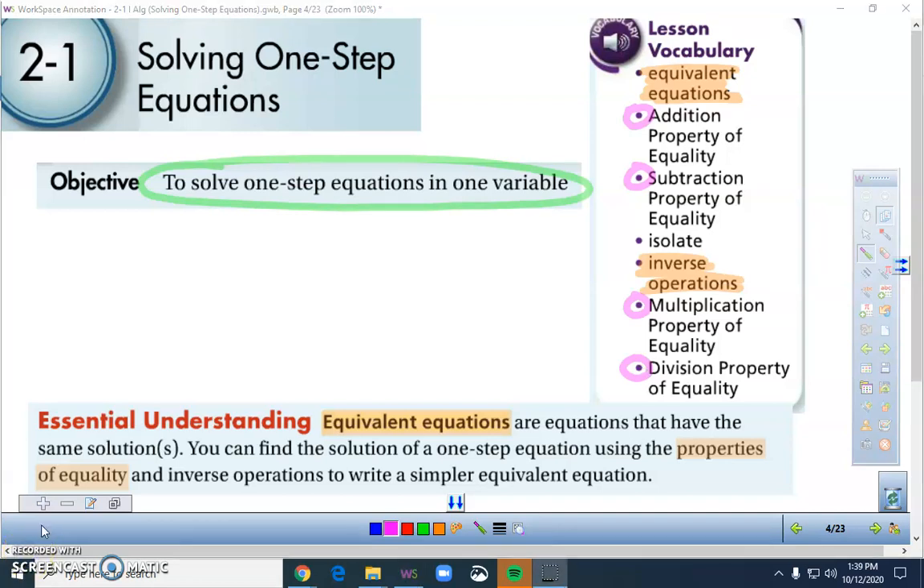So, the first vocab in our lesson here, the one that's on our vocab sheet, equivalent equations, is right here. Equivalent equations are equations that have the same solution or solutions. It says you can find the solution of one-step equations using the properties of equality. And we're going to talk about how making those simpler because those are the ones that are circled in purple up here.